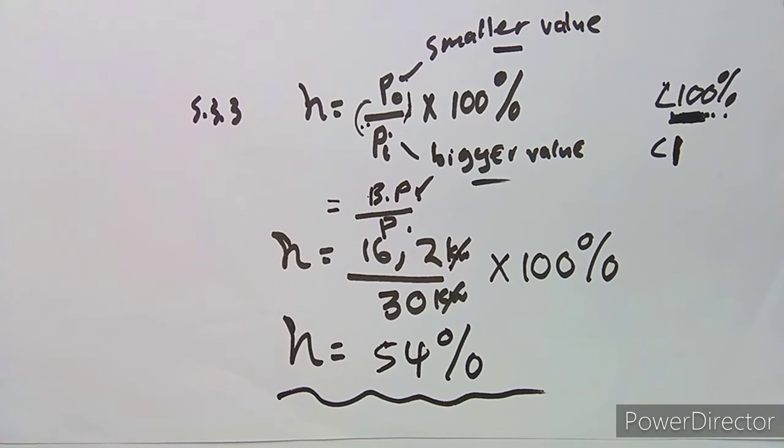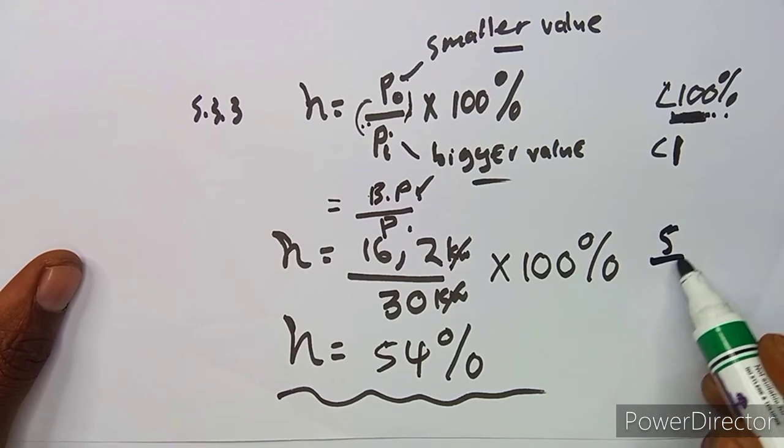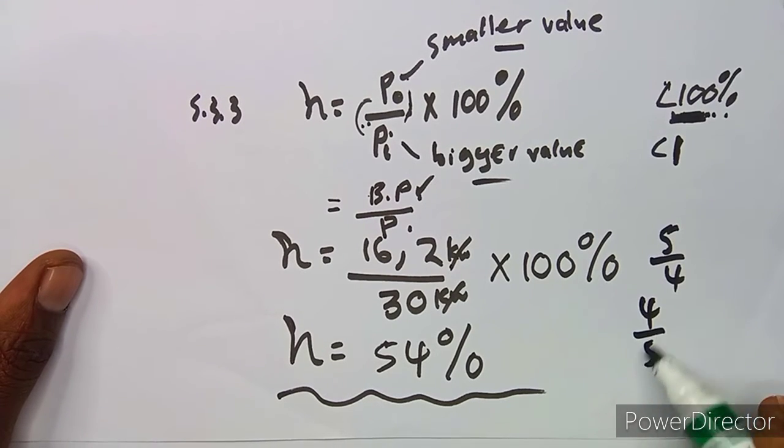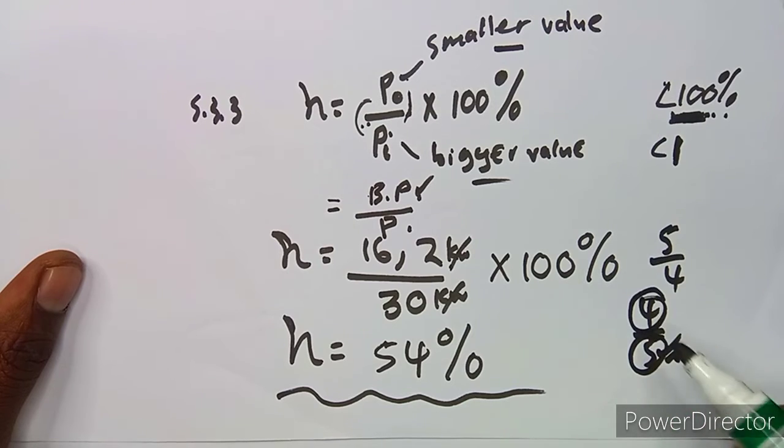As you can see, it's less than 100%. Efficiency is supposed to be less than 100%, and it's only a condition that the smaller value should be on top, the bigger value on the bottom, just like a normal fraction. Just like, guys, you write a test, you can't obtain 5 out of 4, you obtain 4 out of 5. So it's the concept, the bigger value on the bottom, smaller value on top.